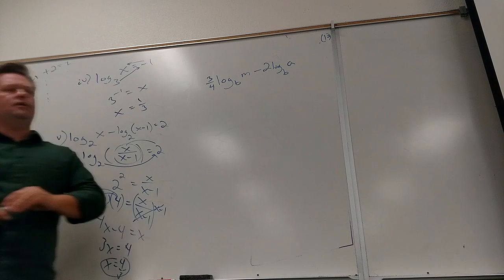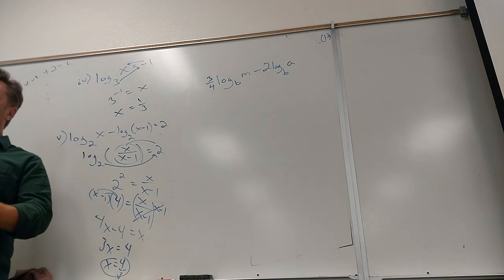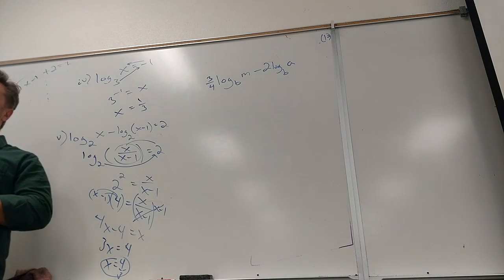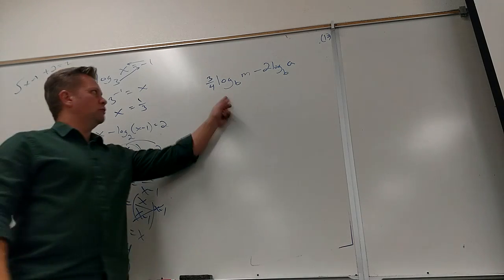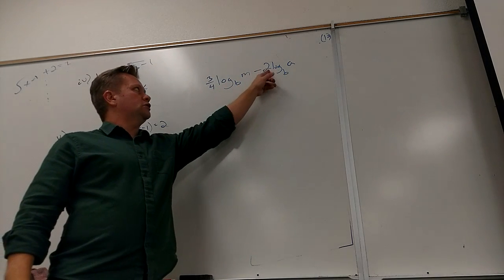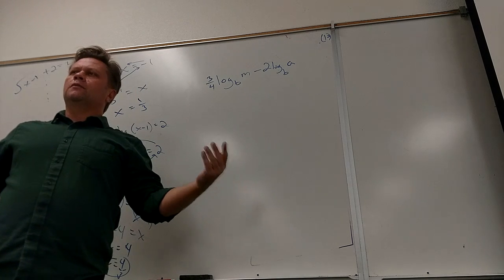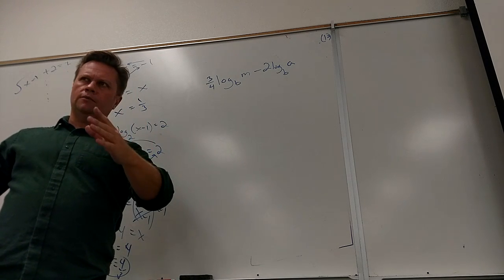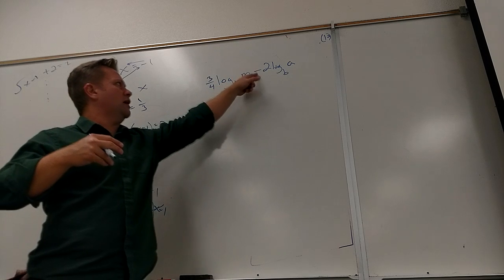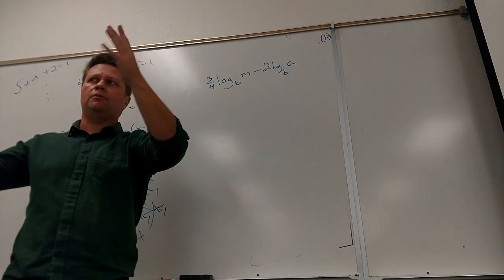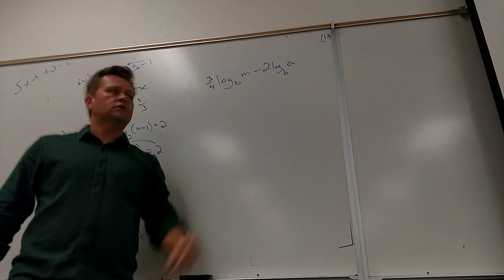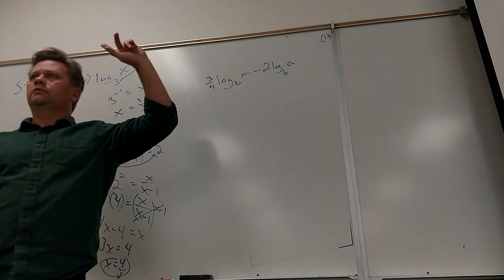How would I combine those? How would I make a single log out of both of those? I don't have any property that tells me what 3/4 of a log minus 2 logs does. Do you see how the coefficients are in the way? If only it was log base b minus log base b, then I have a property for the difference of 2 logs. So how do I get that 3/4 out of the way?